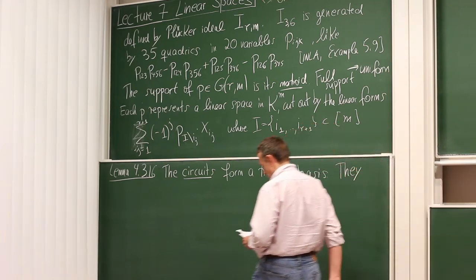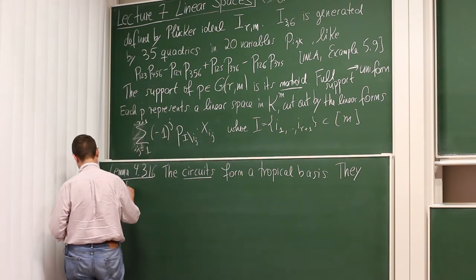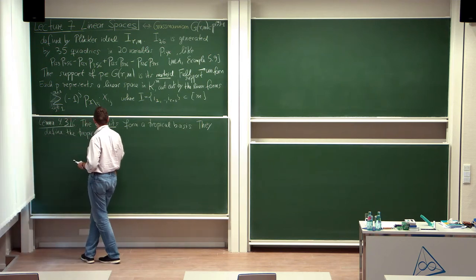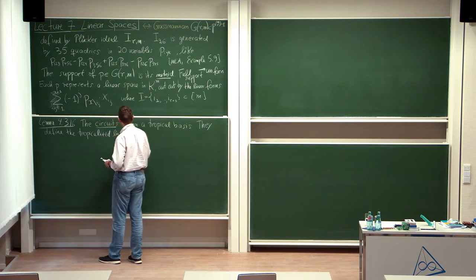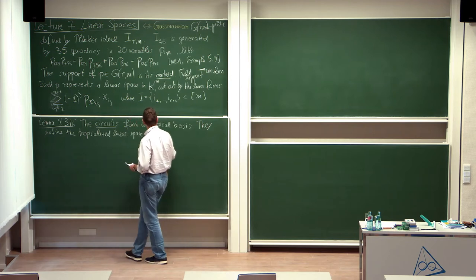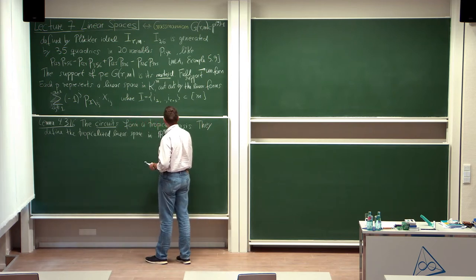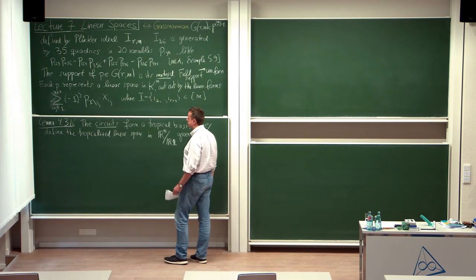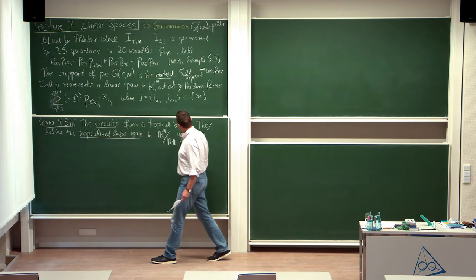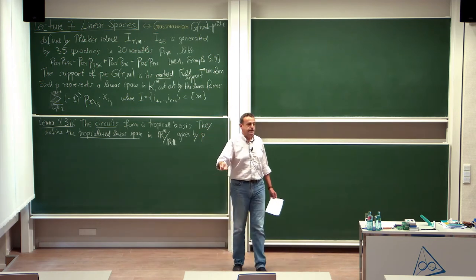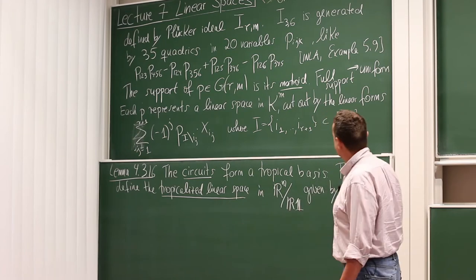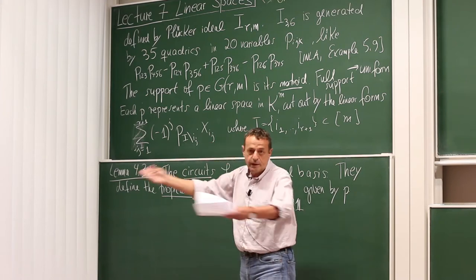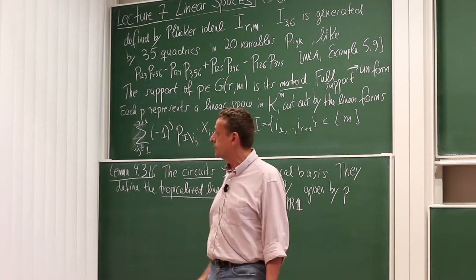Now, they define, therefore, what we call the tropicalized linear space in R^m mod the all-ones vector, since I'm working with homogeneous linear forms, given by P. Okay, so what do I mean? P is a point on the Grassmannian. It defines a classical linear subspace. That classical linear subspace is a linear variety. It's defined by the ideal of linear forms. So we can tropicalize it like any variety according to the fundamental theorem.